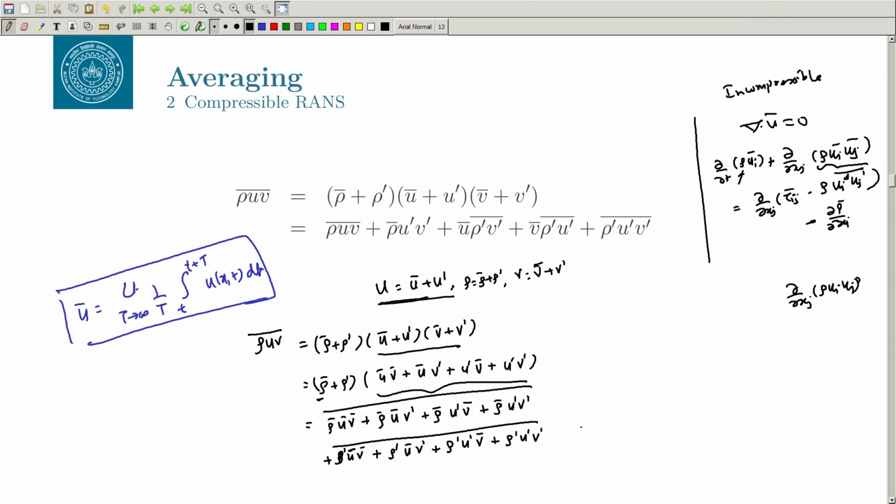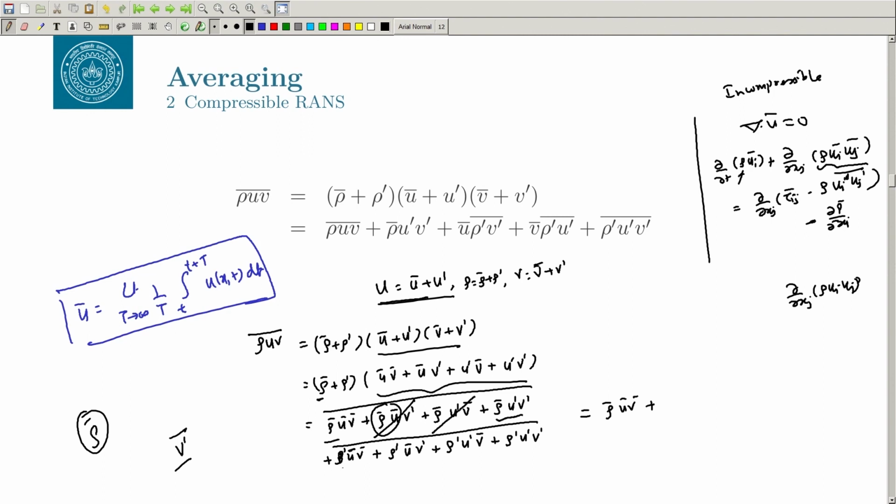What will happen now? What are the terms that will get cancelled? As we said, if you take an average, this becomes a coefficient, so you can take it out of the averaging process anyway. You can write it as rho bar u bar v bar; this term gets retained here. These two terms will come out, but then we will have u v prime bar, which will go to 0. Similarly, in this one u prime bar goes to 0. Here it will not go to 0, because this is a correlation.